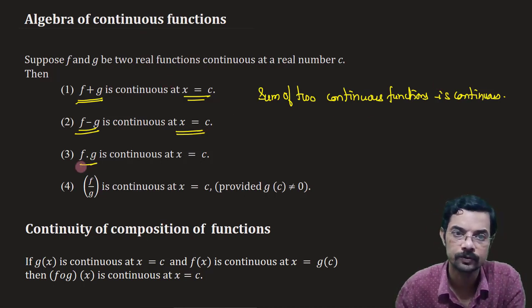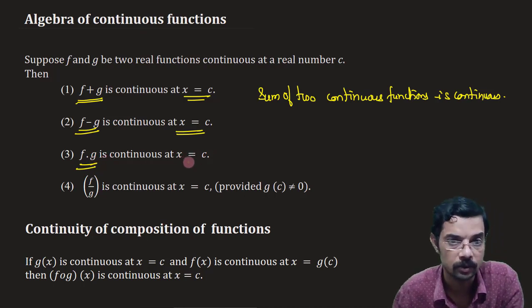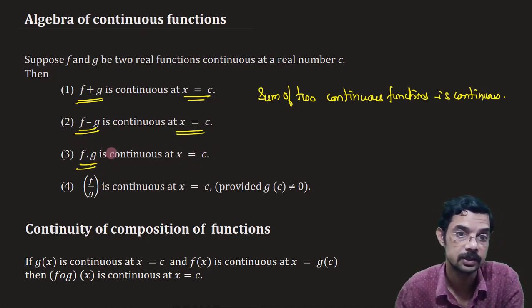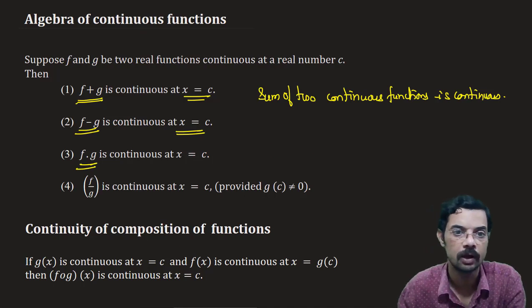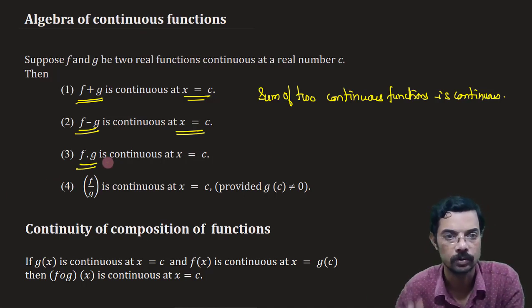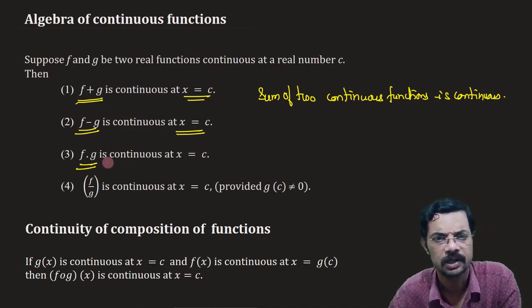The product of two continuous functions, f into g, is also continuous. If f is continuous at c and g is continuous at c, then f into g is also continuous at c. And if this happens for each c belonging to R, then we say that f into g is continuous everywhere.